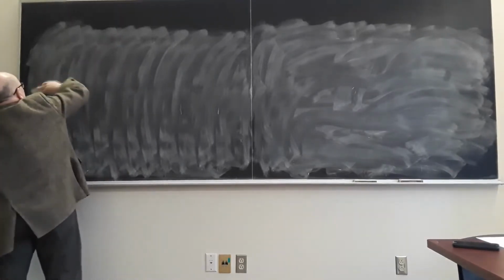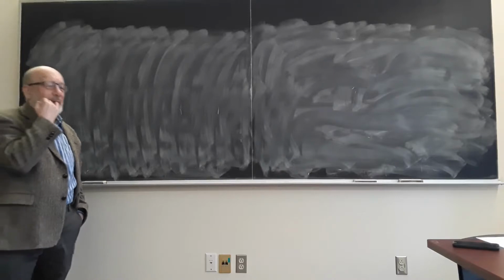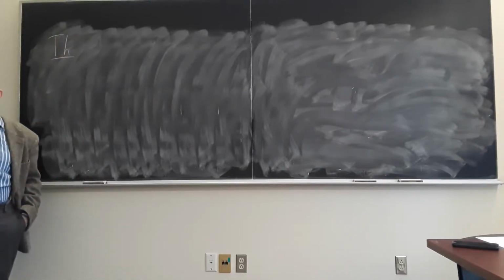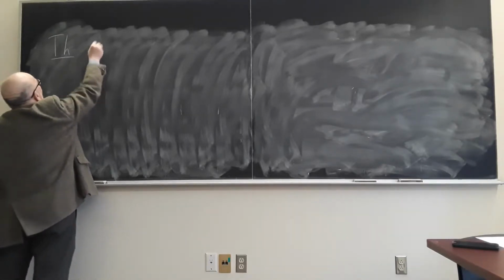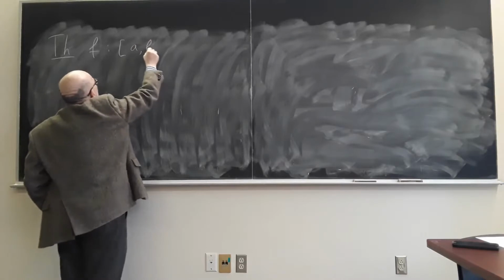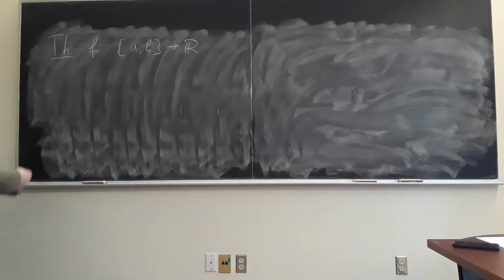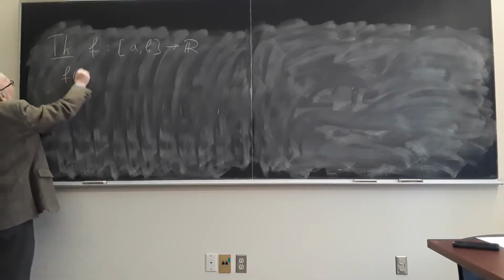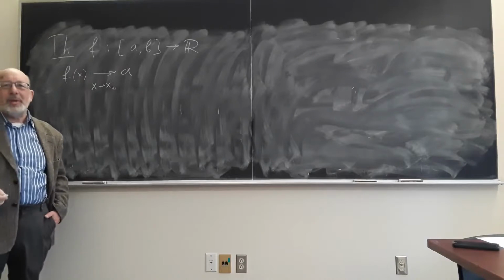First of all, what is the limit of a function? Let me just write down the corresponding theorems, which are proved almost the same way, so I will not bother you with the proof. The theorem is the following. Suppose that you have f, say on some segment AB, going to R. Just a real function. And suppose we have some point, and you say that f x goes to a as x goes to x zero. We know the usual definition of this.